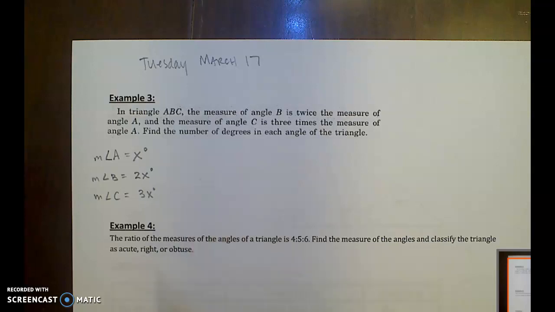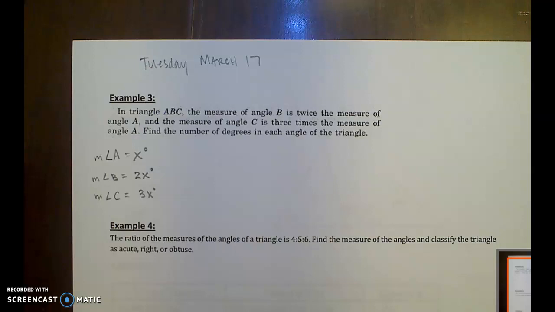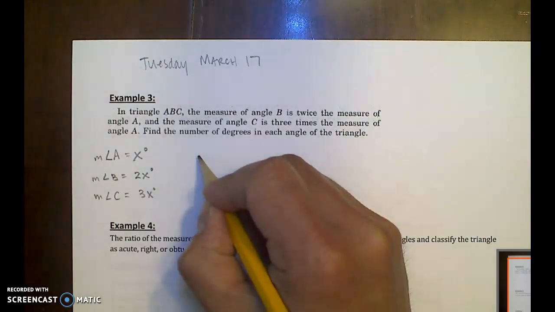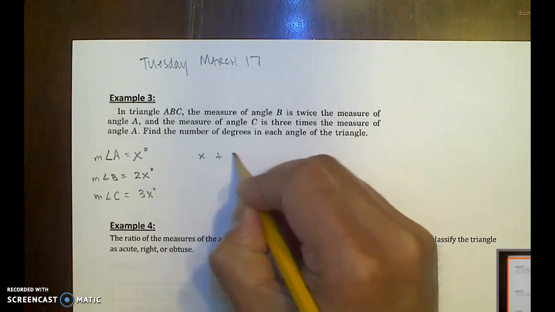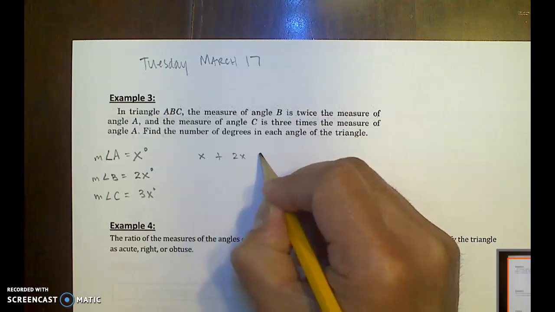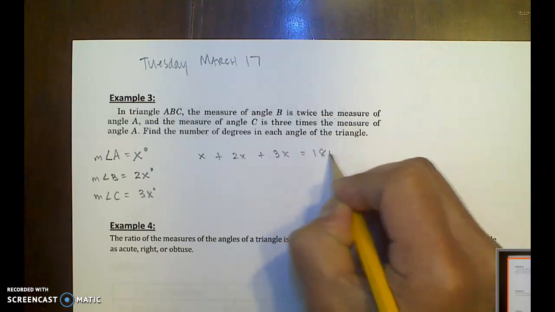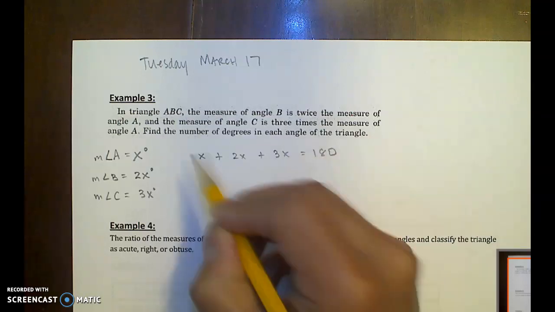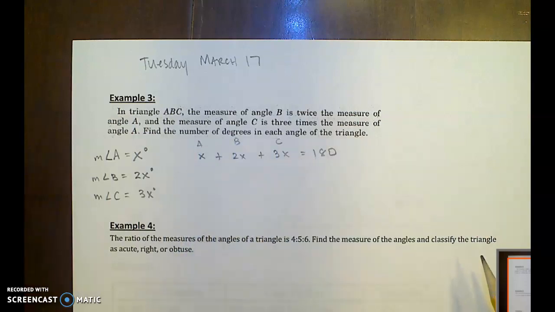So again, we know that the angles of a triangle add up to 180 degrees. So we're going to take the measurement of angle A plus the measurement of angle B plus the measurement of angle C and set that equal to 180 degrees. Alright, so again, this is A, B, and C. We're adding up those 3 angles and it equals 180 degrees.